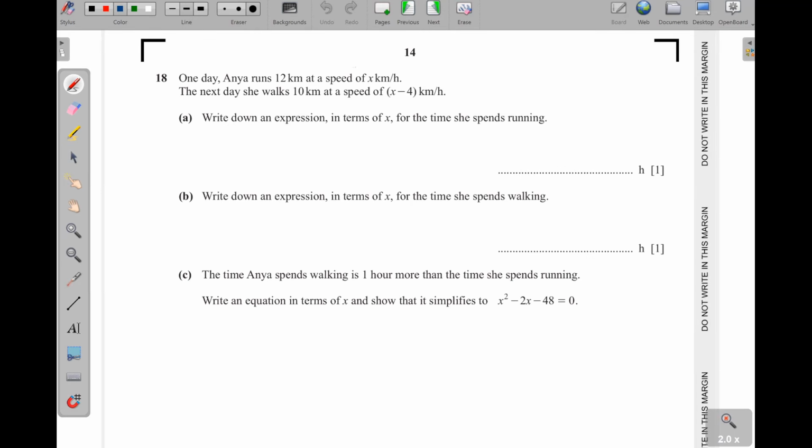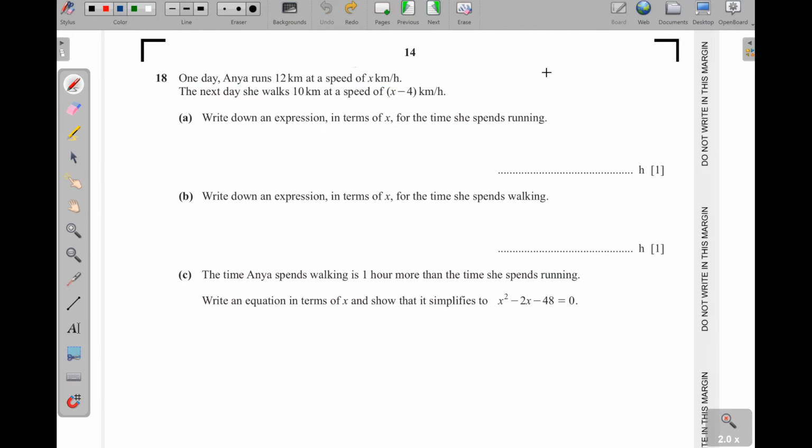Question 18 is coming from speed, distance and time. One day, Anya runs 12 kilometers at a speed of x kilometers per hour. The next day, she walks 10 kilometers at a speed of x minus 4 kilometers per hour. Part A: write down an expression in terms of x for the time she spends running.